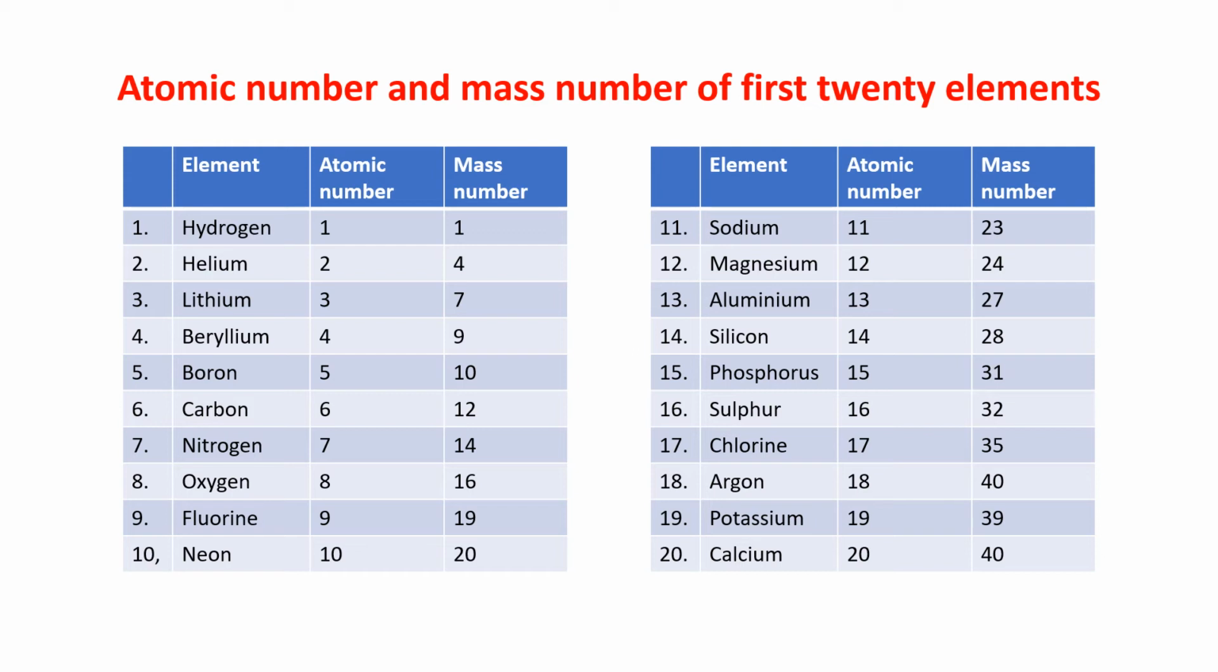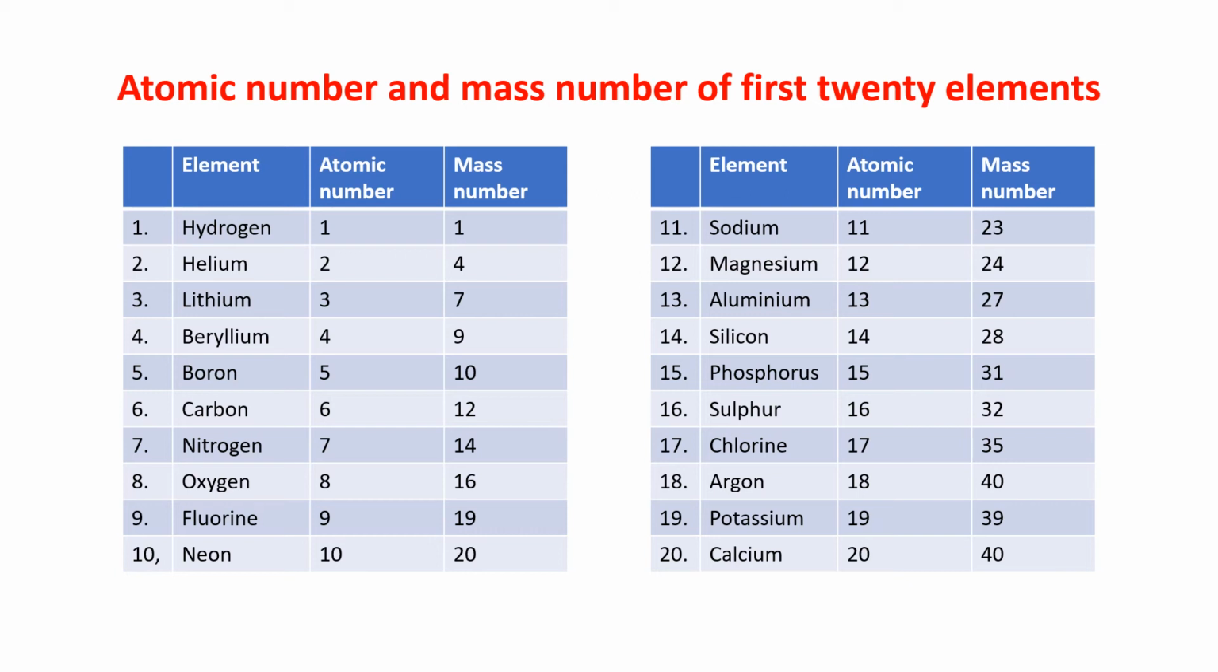The atomic number of hydrogen is 1. The atomic number of helium is 2. Atomic number of lithium is 3. Like that, beryllium 4, boron 5, carbon 6, nitrogen 7, oxygen 8, fluorine 9, neon 10, sodium 11, magnesium 12, aluminium 13, silicon 14, phosphorus 15, sulfur 16, chlorine 17, argon 18, potassium 19 and calcium 20.